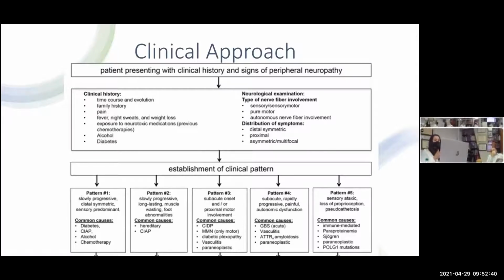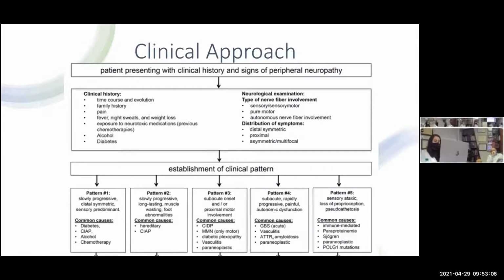So as we see, once we ask those questions, we can group these based on the patterns. You have slowly progressive, distal symmetric, sensory predominant. You want to think of causes like diabetes, CIDP, alcohol, chemotherapy. Pattern 2, which is a more slowly progressive, length-dependent, they have muscle wasting, foot abnormalities. You want to think more along the lines of hereditary or again, CIDP.